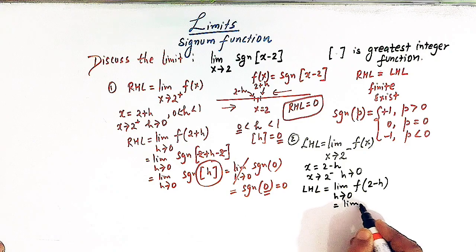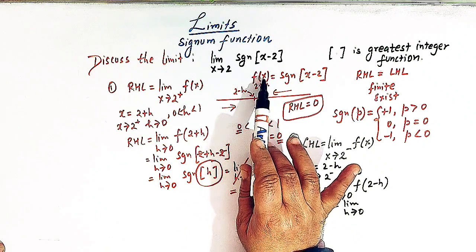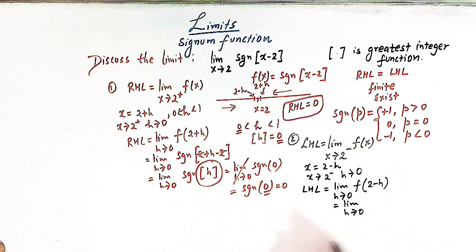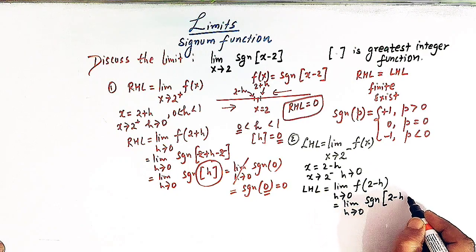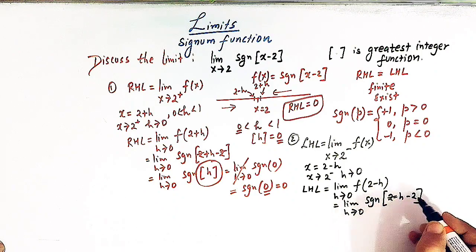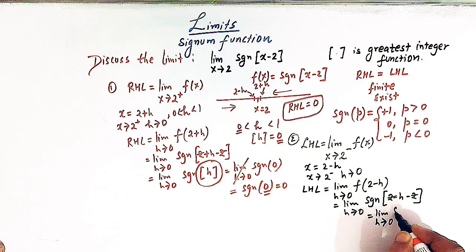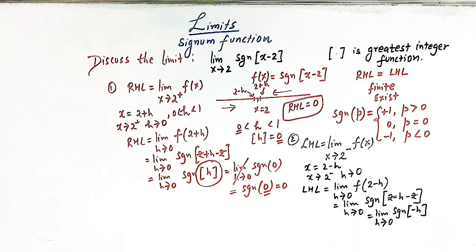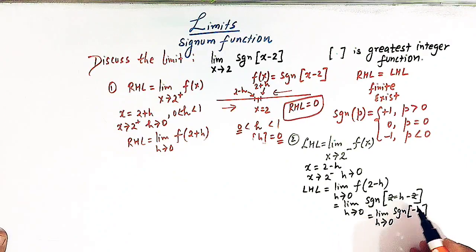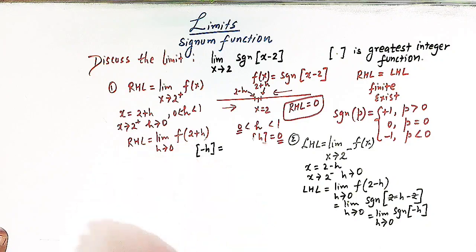So now we have limit h tends to 0, and f of 2 minus h can be obtained by replacing x by 2 minus h. So we have a signum of greatest integer of 2 minus h minus 2, and now this 2 and this 2 get cancelled, and we have limit h tends to 0 and signum of greatest integer of minus h. So now here we have a signum of greatest integer of minus h, and we have to first write the value of greatest integer of minus h.